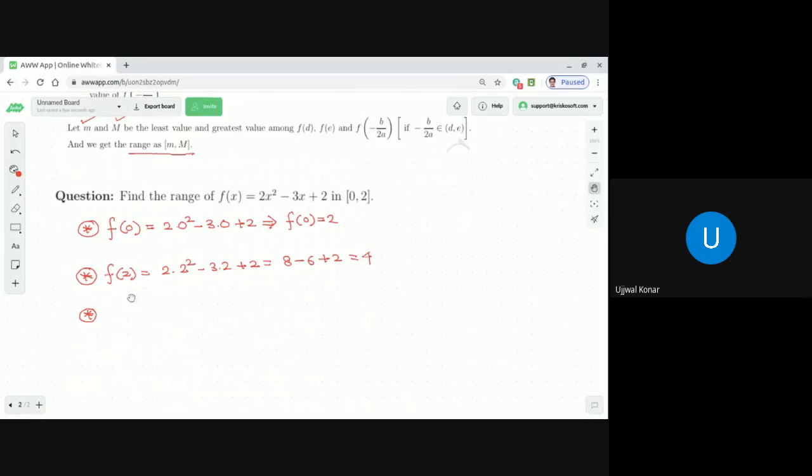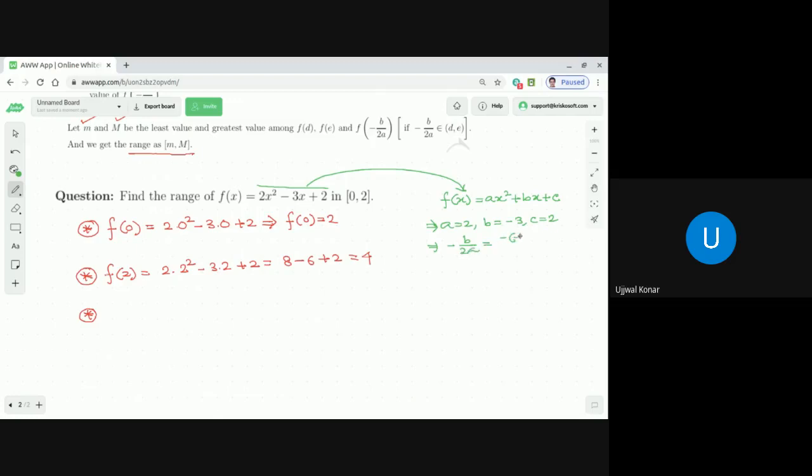So let's first find minus b by 2a. If you compare this equation with ax square plus bx plus c, that is, if you assume fx equal to ax square plus bx plus c, and make a comparison between the two, what are we going to get, dear students? We are going to get a is equal to 2, b is equal to minus 3, and c is equal to 2.